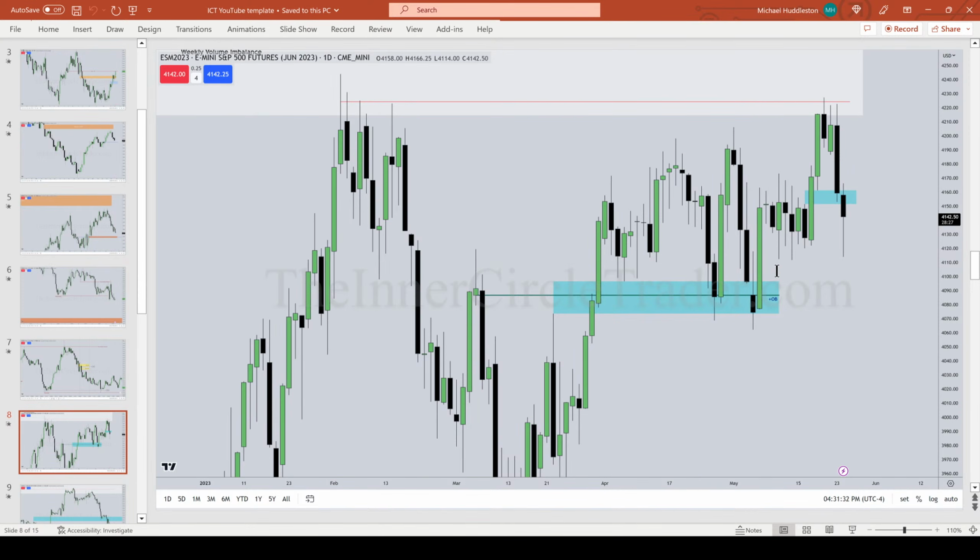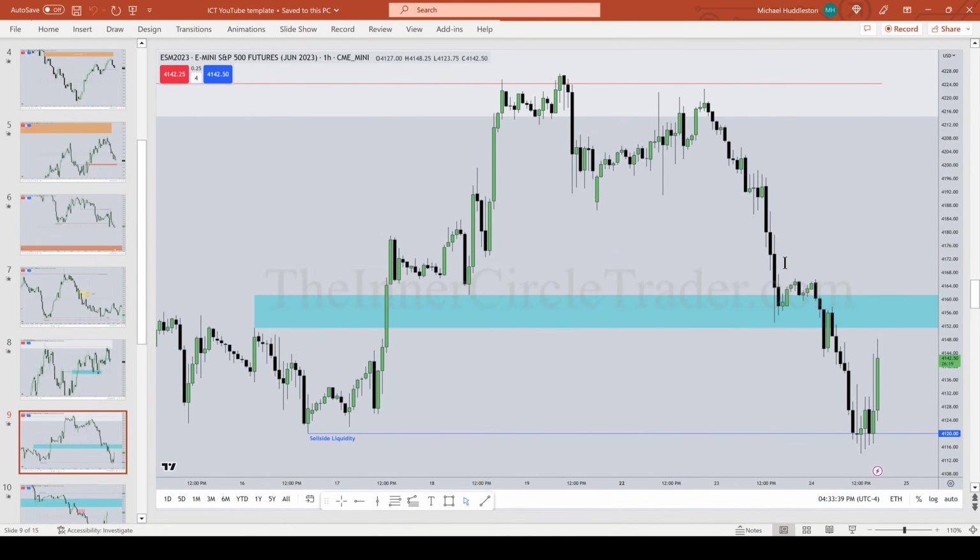And we do have relative equal lows here. So there's sell side remaining there. I think what we'll be doing tonight is most likely going into the opening range gap to close that in, and we'll take a look at that as now dropping into the lower time frame. Here's an hourly chart.